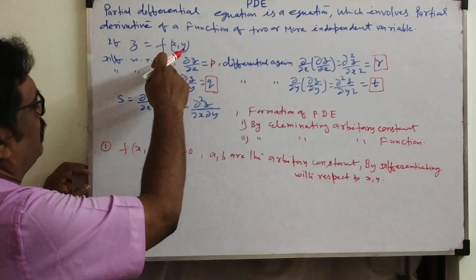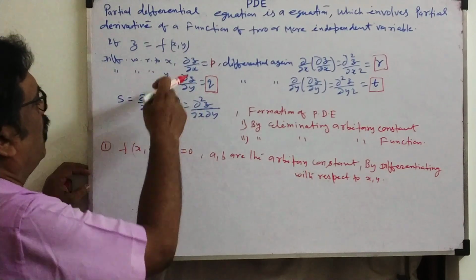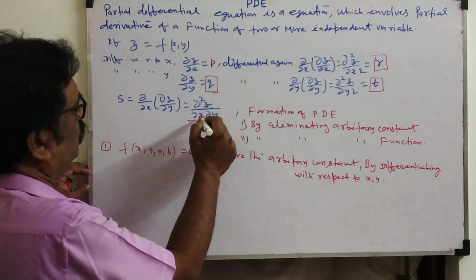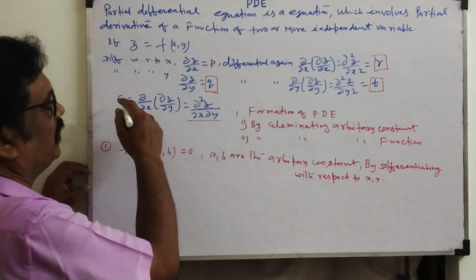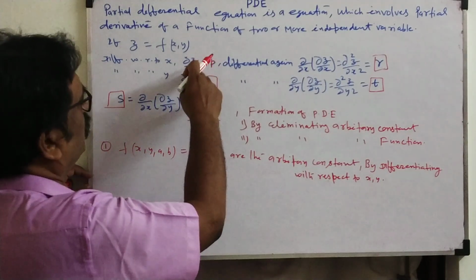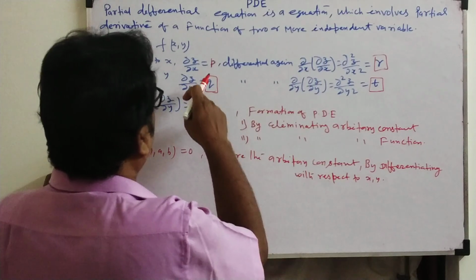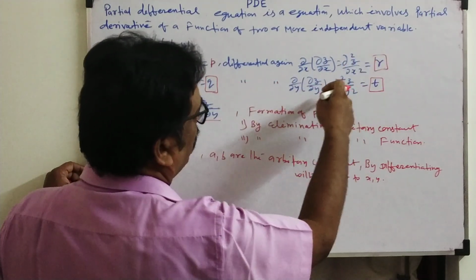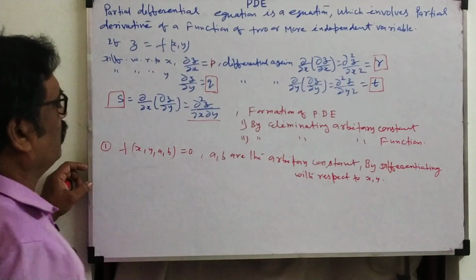Again, either differentiating x with respect to y or y with respect to x, you will get ∂²z/∂x∂y, that will be s. So what you have to remember: ∂z/∂x equal to p, ∂z/∂y is q, then two times differentiation, x gives r, y gives t.